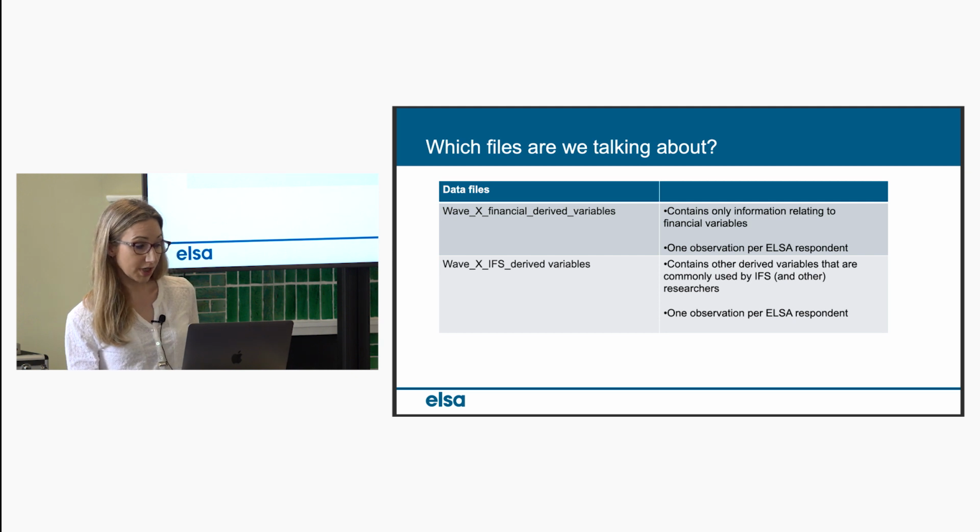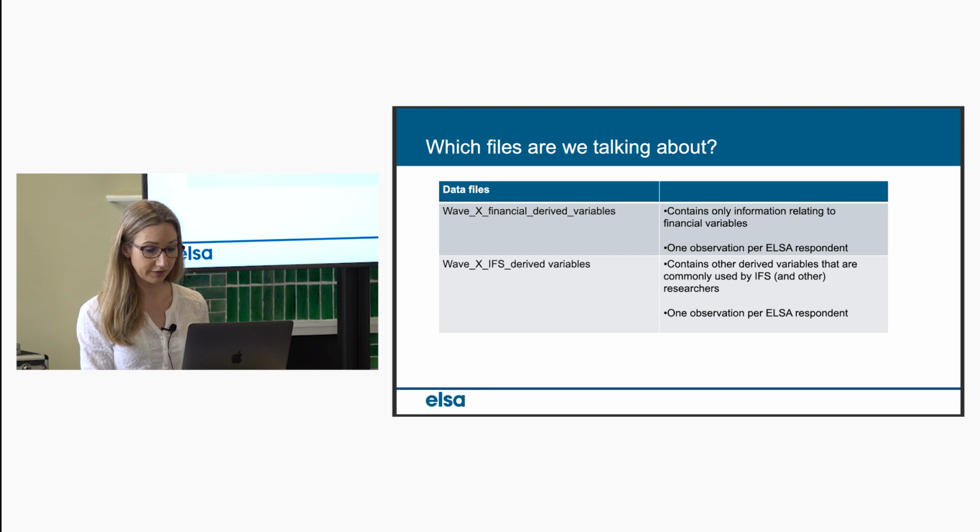So the way the data is organised, there's one financial and one non-financial data set for each wave. So up until wave 9, you've got 9 financial derived variable data sets and 9 non-financial derived variable data sets. The financial derived variables contain only information relating to financial variables, as you might expect.